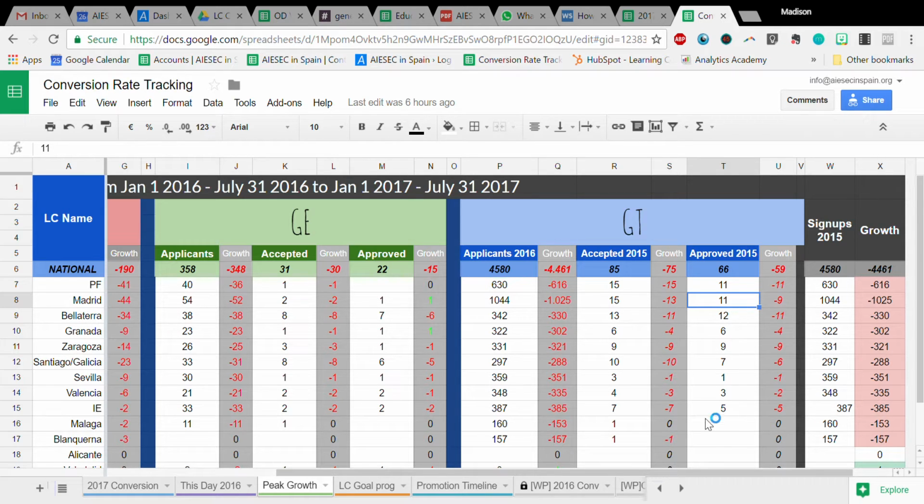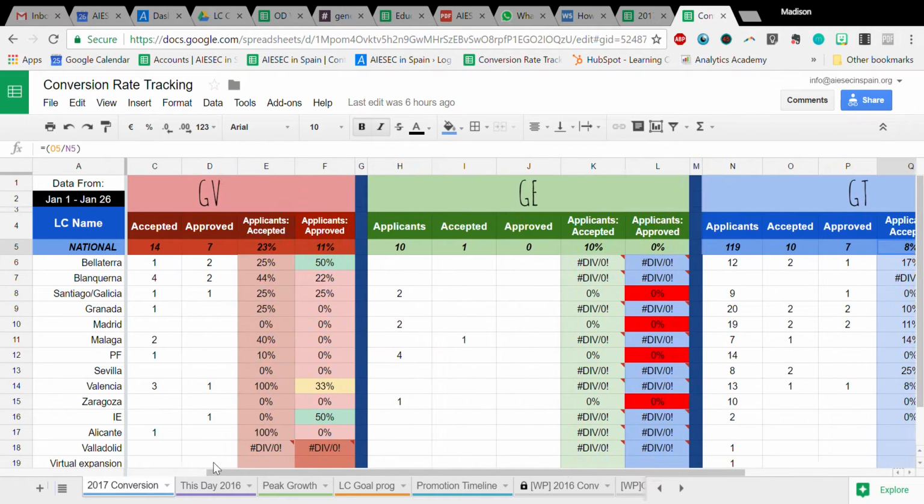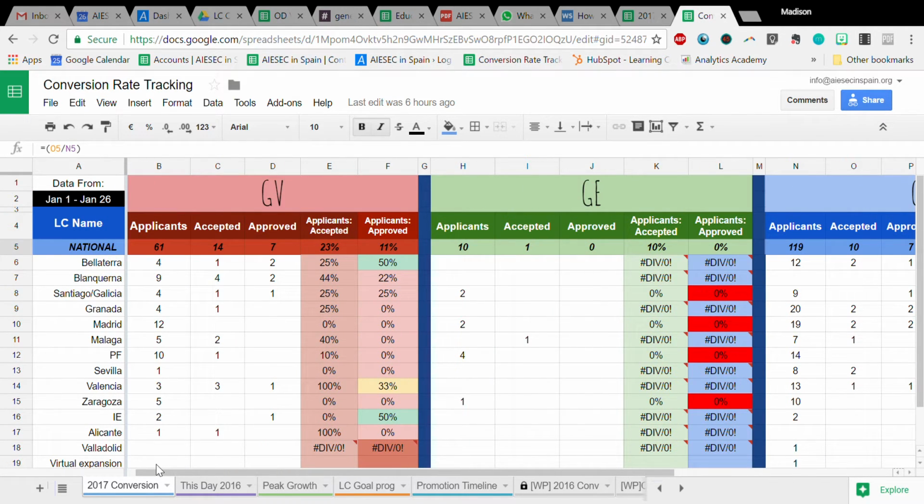Your goal should be every day to know what your current numbers are and what your conversion rates are. If the conversion rate is really low, what can you do as a VP of B2C to help these people get to the point of accepted and approved?